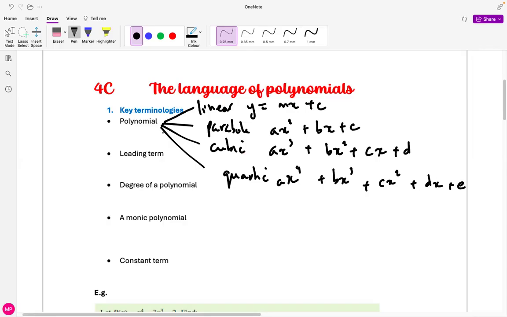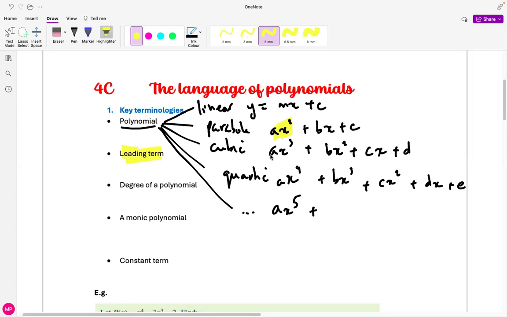Or you could have a higher degree. So you could have ax to the 5 and then continue bx to the 4, etc. So all of these are under the umbrella name of polynomial. Okay. Now, there's another terminology called leading term. So technically, the leading term is the term with the highest power. As you can see, these are called the leading term.